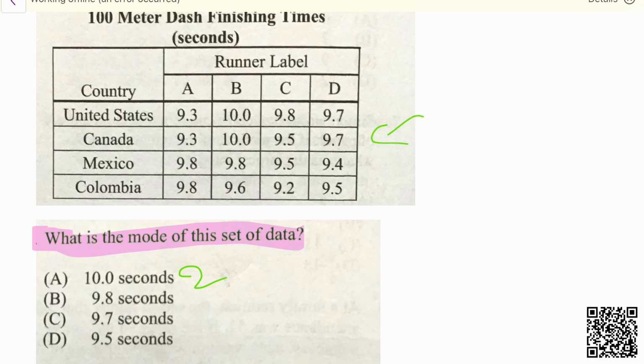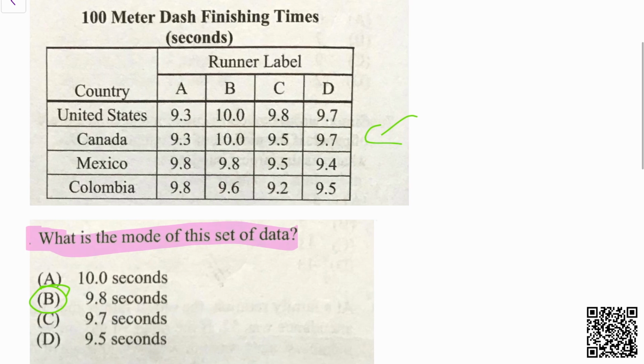And at this point, we know that basically 10 is already out. But we have to keep looking just in case. So we've got none in this one, none in this one, none in this one, 2 in this one. So 9.7 is the same as 10. And 9.5, none in this one, none in this one, 2 in this one, and 1 in that one. So this one's 3. And 2, 4, 2, 3, 4 is obviously the greatest. So the correct answer is B.